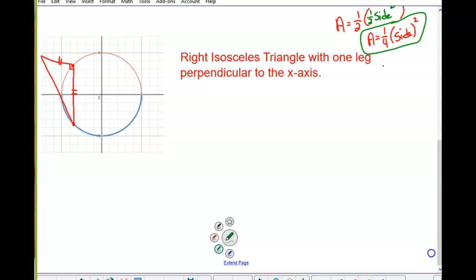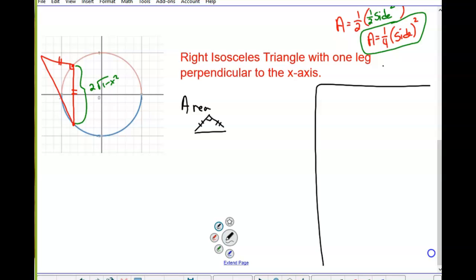But you know the side length already. This side length is 2 square roots of 1 minus x squared. So then I just need to find the area for the right isosceles. But this time it's different because they give us a leg, which is not bad at all. This is actually really friendly. We probably don't even need to do side work for this one.